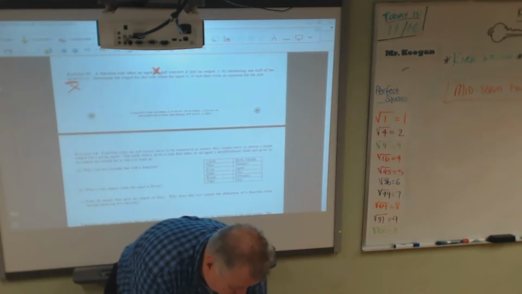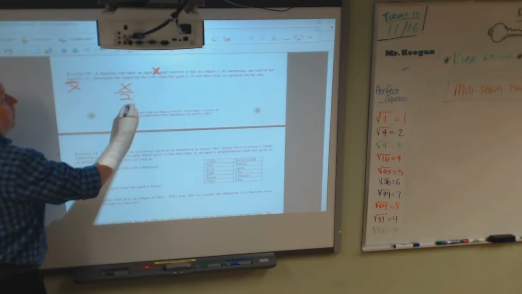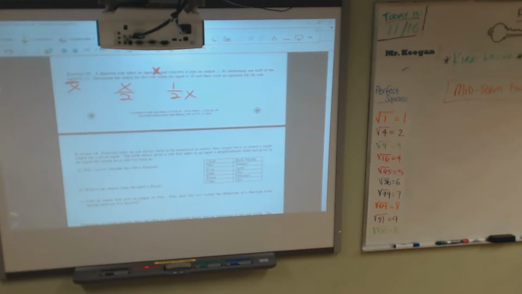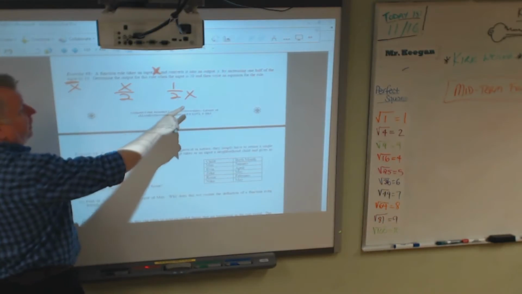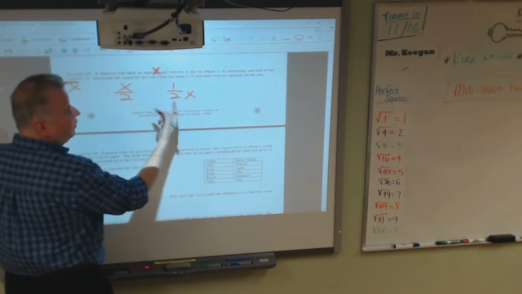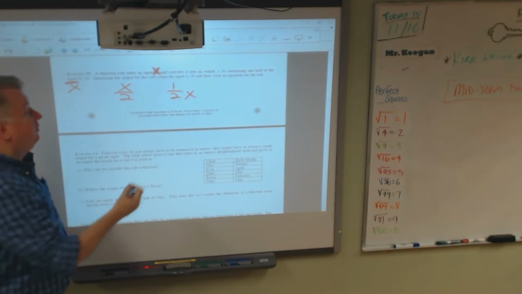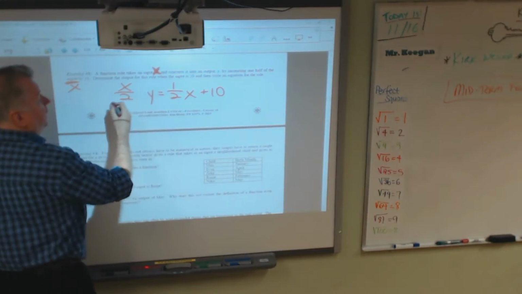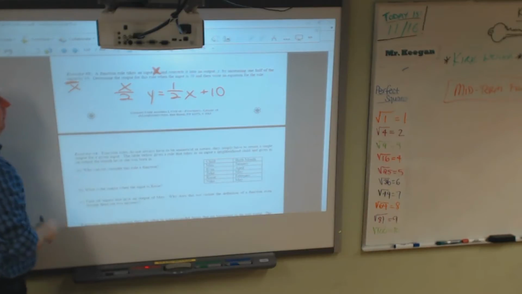X over 2. X over 2. That's one way to do it. Another way would be to just write 1/2 of x. Those are both the same thing, okay? Justice. It says you're increasing this by 10. How do I increase that by 10? That would be increasing it by 5 plus 10. And it's going to be y is equal to that, okay? Or you could put y is equal to x over 2 plus 10, the same thing.